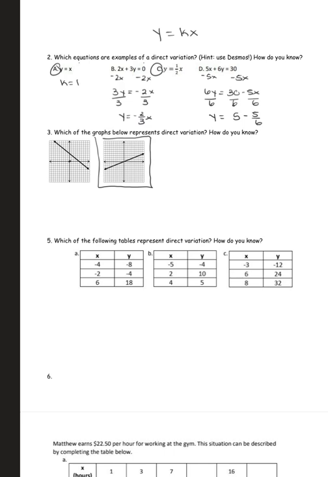So therefore, remember, our constant, our k, is always positive. So therefore, the second graph is a representation of a direct variation. All right, for number 5, it says, which of the following tables represents direct variation?